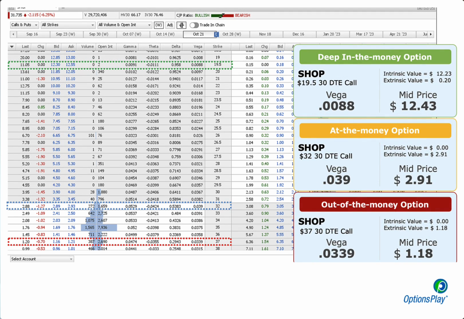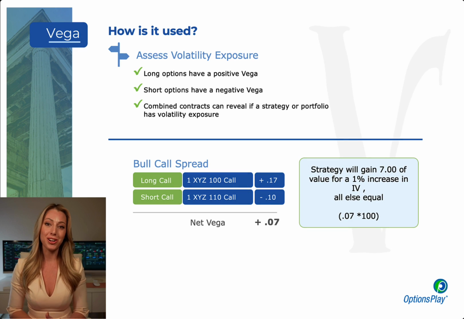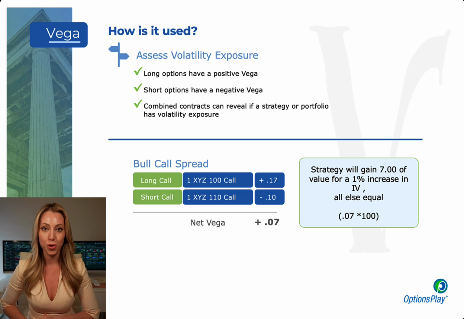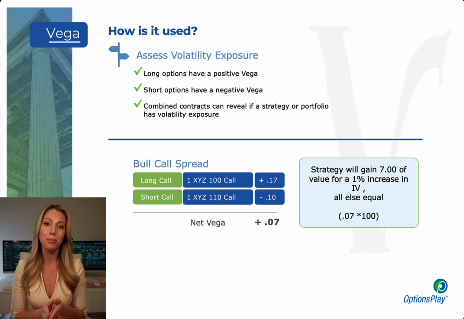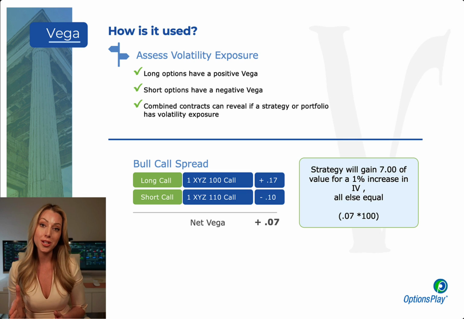Vega is also centered around at the money options, as you can see again on this Shopify options chain that all represent 30 days until expiration. And Vega is actually more sensitive for longer dated options. How is Vega actually used? Vega is used to assess volatility exposure. We know long options have a positive Vega and short options have a negative Vega, and Vega is centered around at-the-money options and has a larger impact on longer dated options.